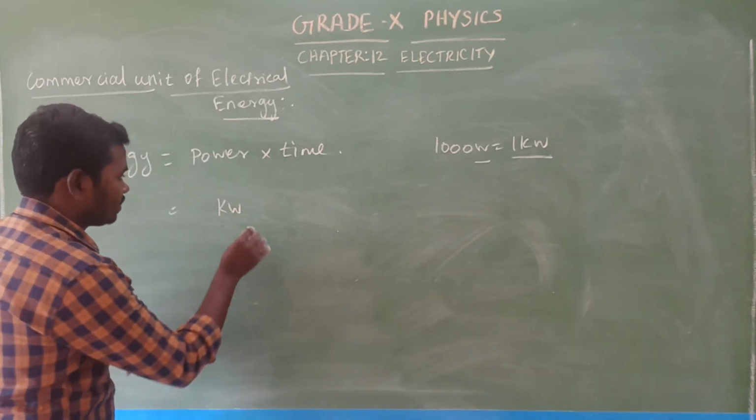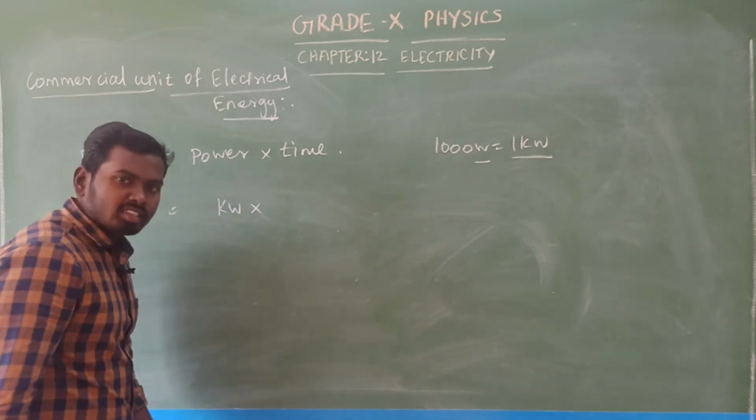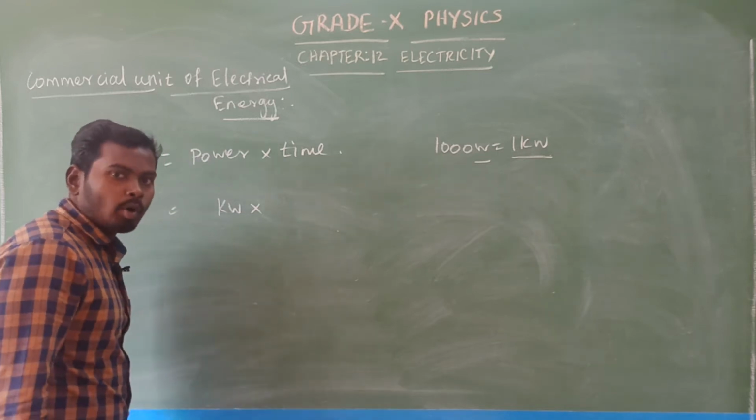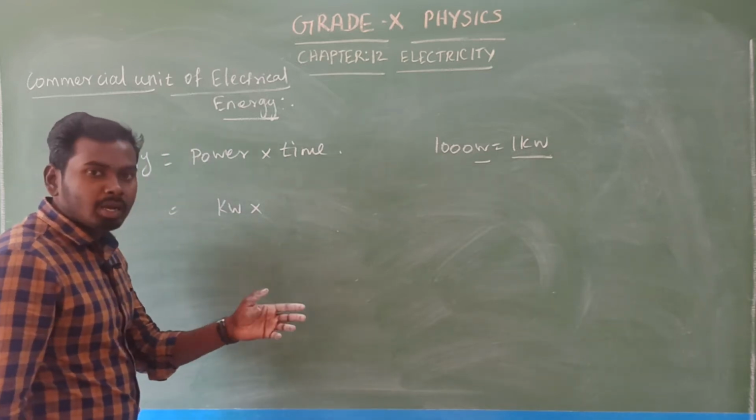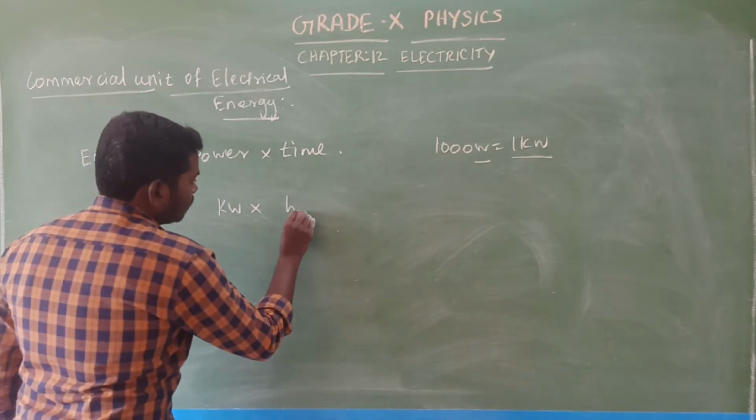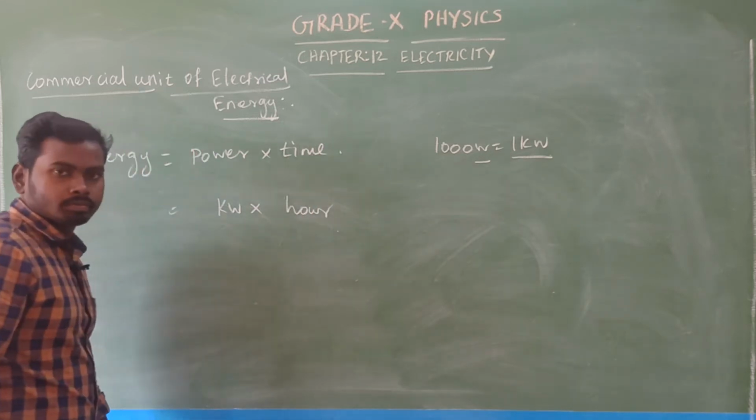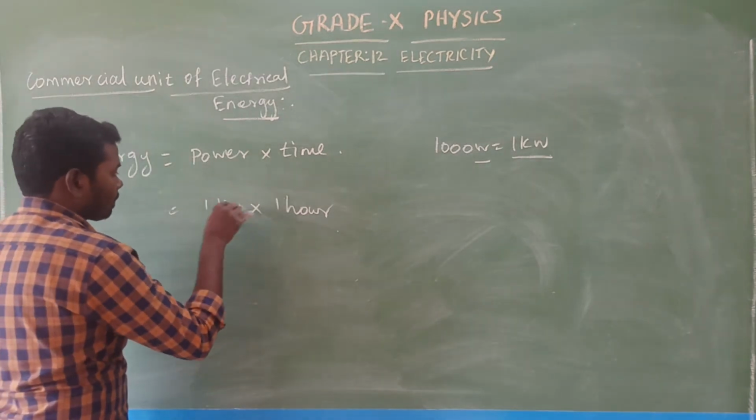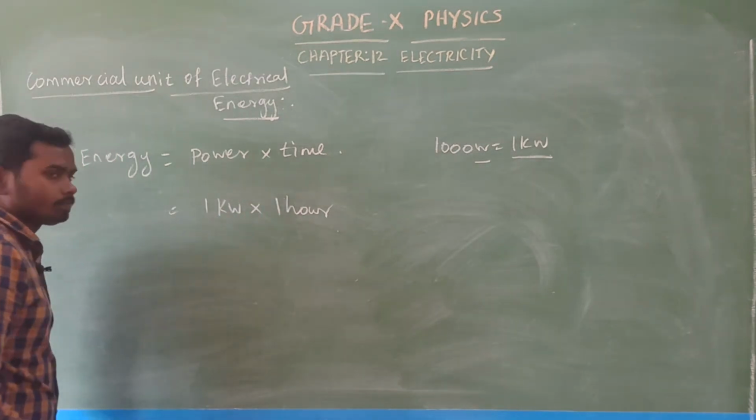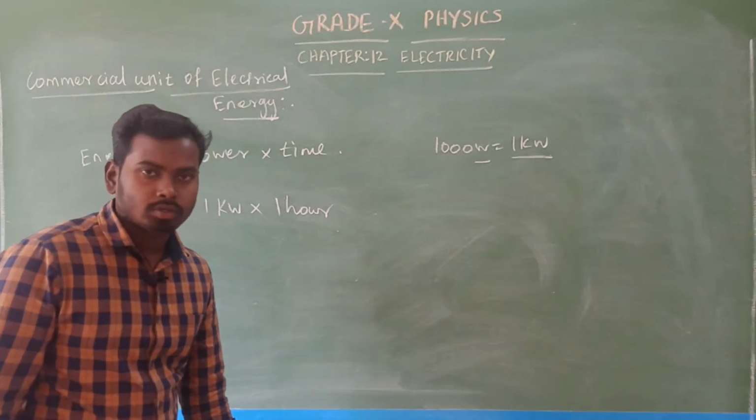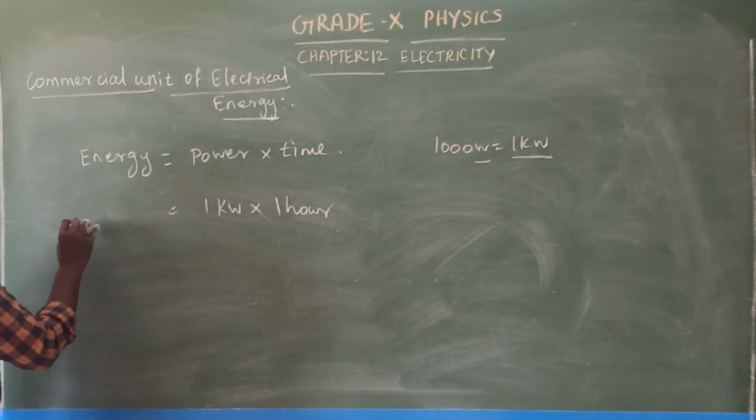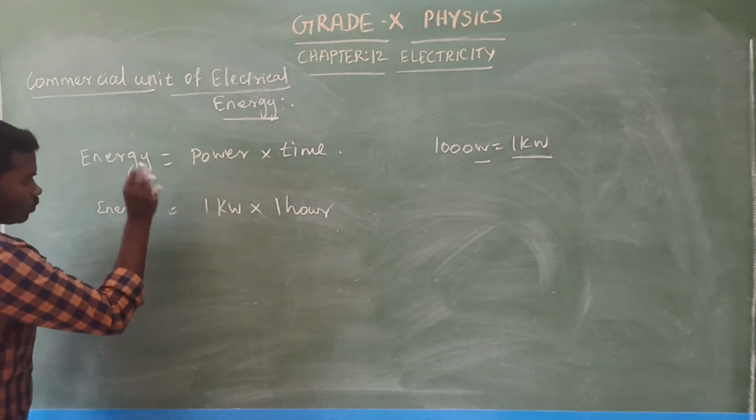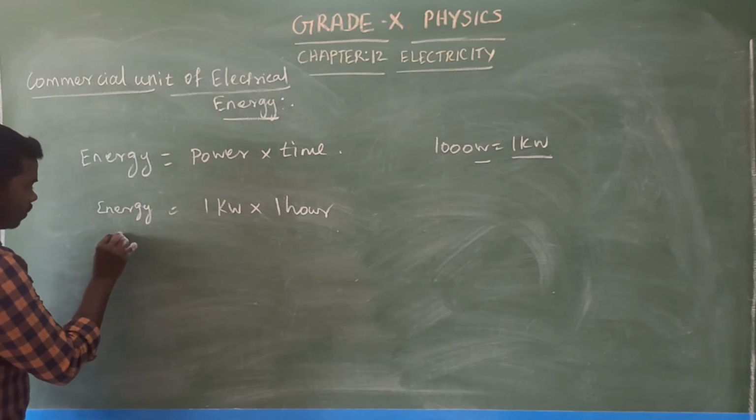Is it clear? Yes. Into time. The SI unit of time is seconds, but second is a very small unit, so I am going to take the time in terms of hour. Look here, put 1 here, also 1 and here also 1. Is it clear students? So here again the SI unit of energy will be joule, isn't it?